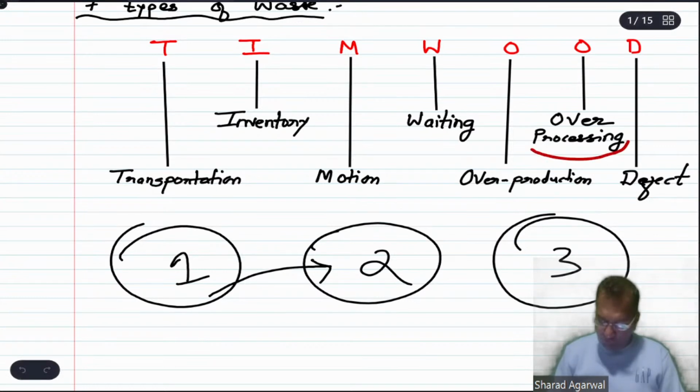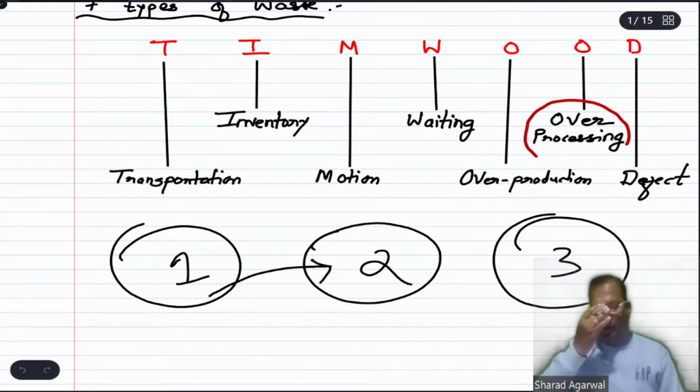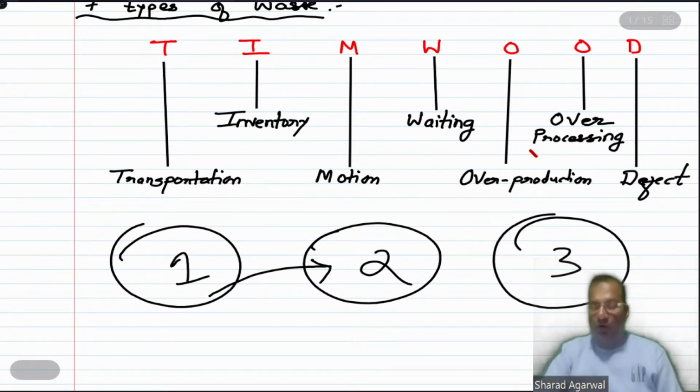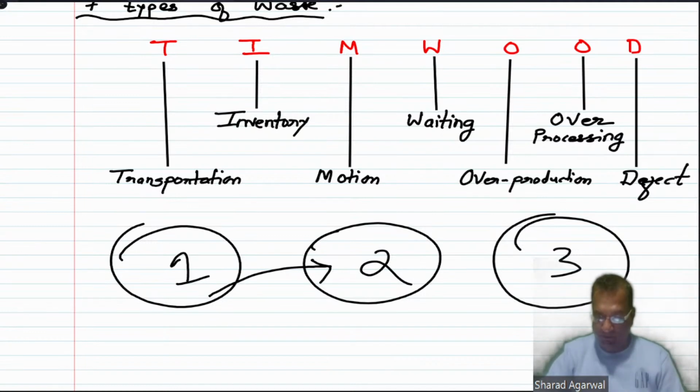Now, the next point is very simple, over processing. Please write down. Over processing. Write this down, it is simple, nothing to explain. Performing unnecessary functions.